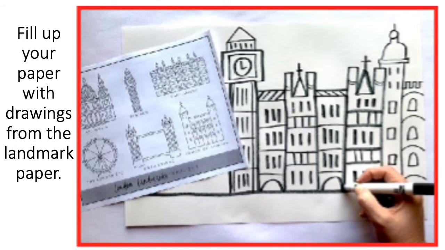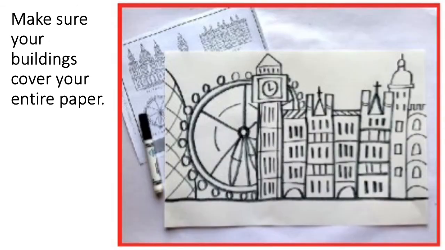Now, above your horizon line, you're going to start putting the buildings from that paper that you saw just a few minutes ago. And you can draw as much as you want. Please make sure that your buildings cover your entire paper from one end to the other. You can even overlap things if you want.